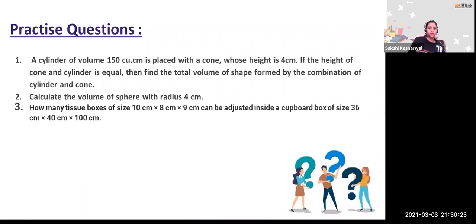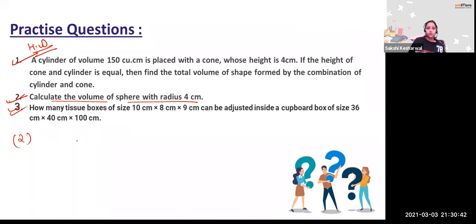Now coming to the next question, see, this is a practice question, you can do this as homework, right? Now we'll be doing the second part and the third part. So what does question number 2 say? It says calculate the volume of the sphere with the radius of how much, beta? The radius is going to be 4 centimeter, right?